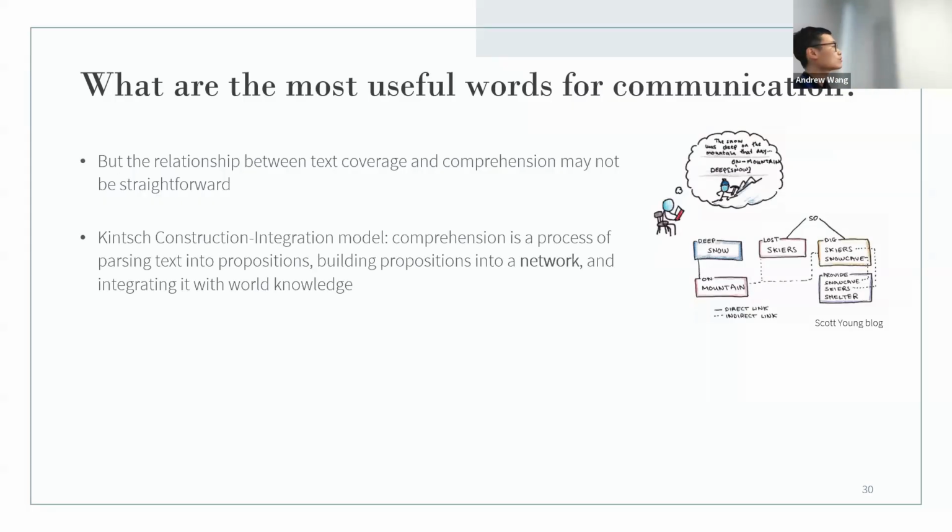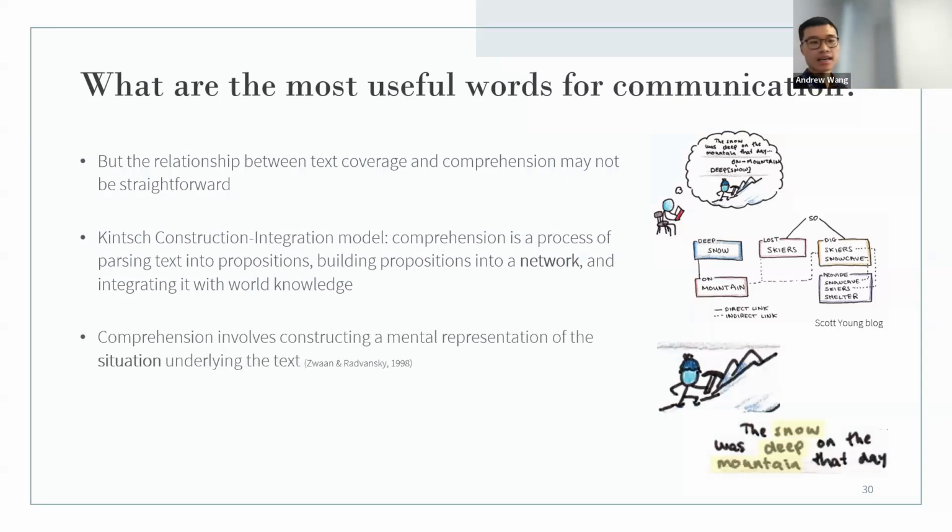So, for example, Kintsch's construction integration model says that comprehension is a process of parsing a text into propositional representations, building those propositions into a network, and integrating that with world knowledge. So now what matters is not the coverage of each individual word, but the role that it plays in this kind of network of propositions.